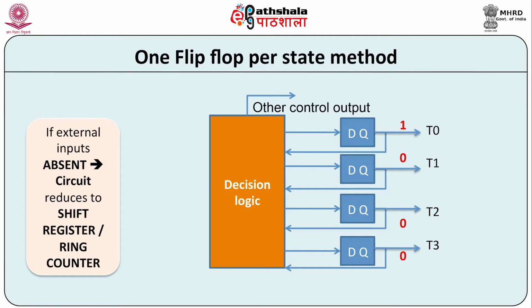If the control sequence is repeated again and again, then the control sequencer is reduced to a simple ring counter. A ring counter is a type of shift register with the output of the last flip-flop connected to the input of the first flip-flop. In a ring counter, the single bit is shifted continuously from one position to the next position in a circular manner. This is why the one flip-flop per state method is also known as the ring counter controller.